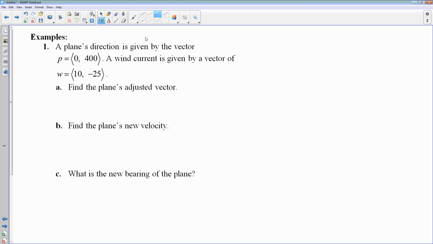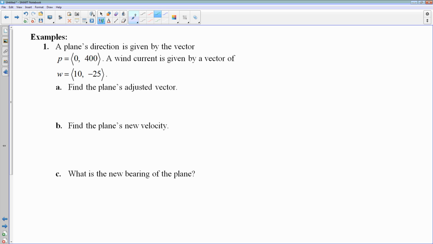The first one is going to be pretty straightforward because I just straight up gave you the vectors for the plane and the wind. Sometimes I'll call wind a jet stream. It's kind of the same thing. So P for plane, W for wind, and it says find the plane's adjusted vector.